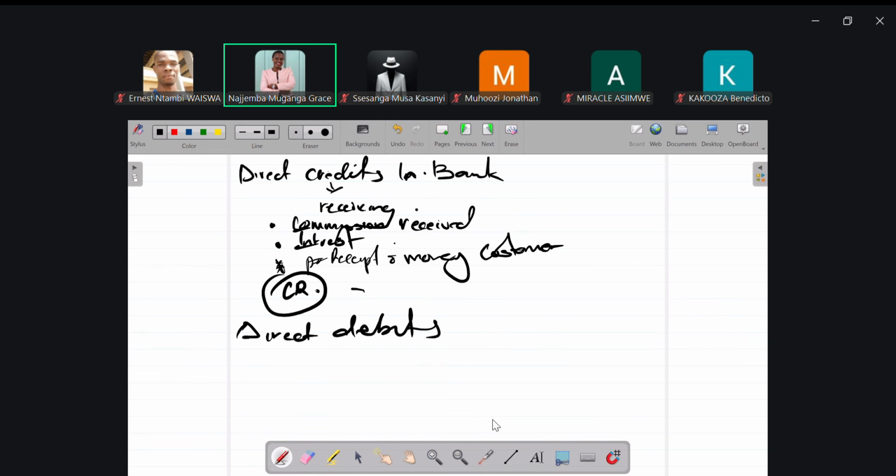Anyone to try direct debits in the bank? How about withdrawing money from the bank? Like you've just withdrawn the money from the bank without writing a check or anything, but you've only withdrawn money from the bank. Are you asking that in line with the direct debits? Yes, with the direct debit. Yes, direct debits, you don't necessarily withdraw in person, but the bank deducts your money. Oh, deductions, yes.